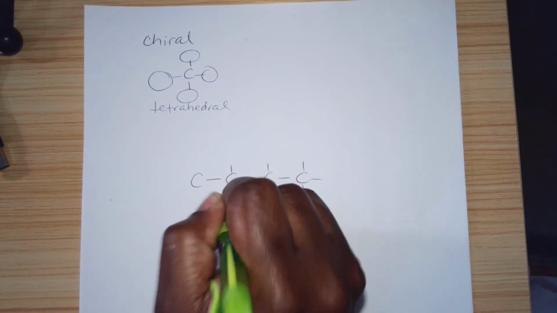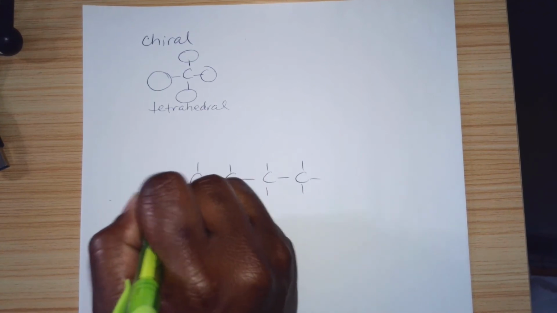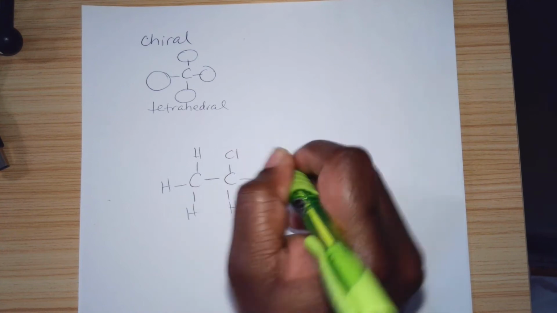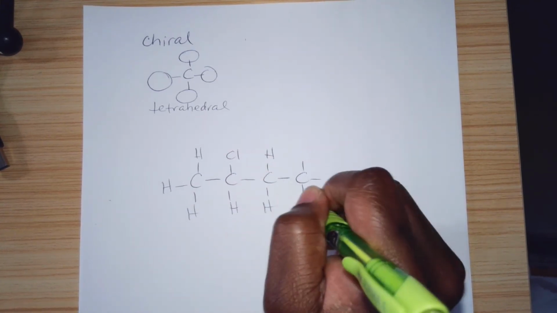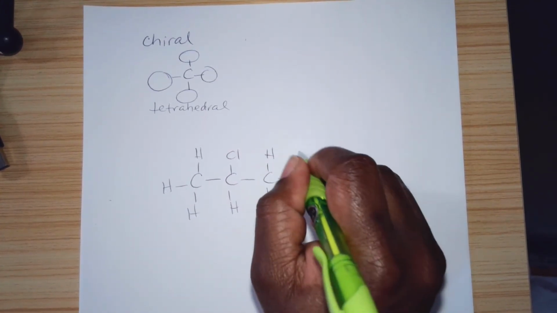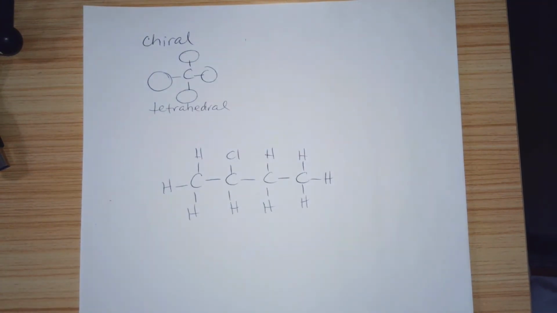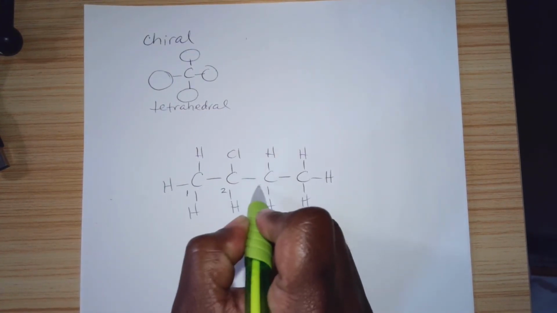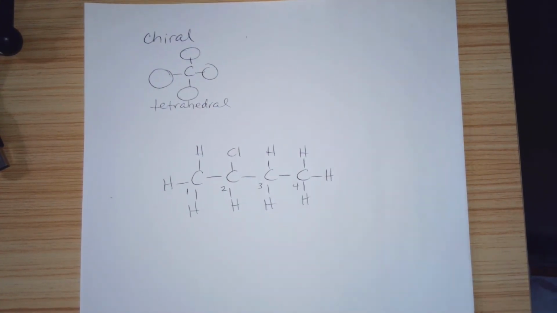So let's say we had the following compound. I'm just going to draw out the actual Lewis structure so you can see all of the bonds and all the atoms that are present. And so we have this compound. If we go from left to right, and I number those carbon atoms, this will be carbon 1, 2, 3, and carbon 4.